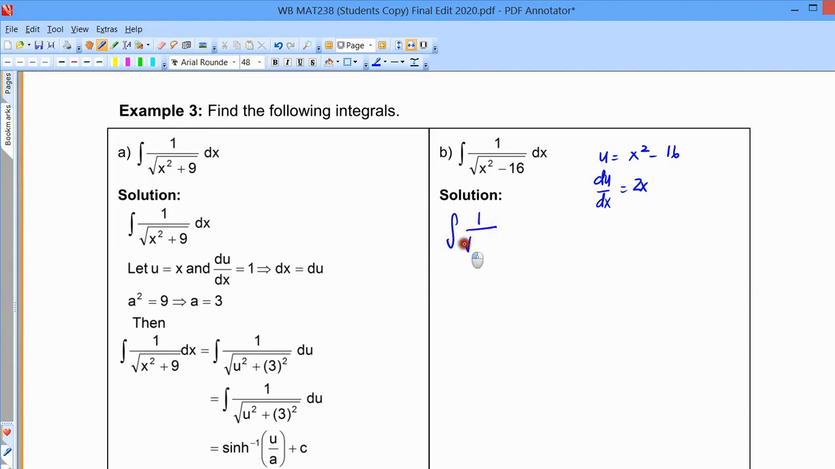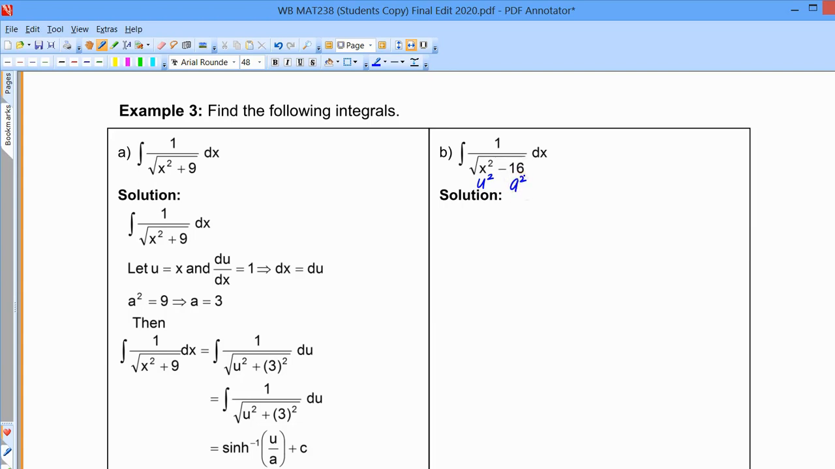So 1 over square root of u, since we already let that be u, and your dx now becomes du over 2x. As you can see here, there is an x which you cannot cancel with the other x, so it means that you cannot solve using the substitution. If you can't solve using the substitution, you need to try using a squared, u squared. Here you have x squared, so we let x be u squared, and the constant here we let be a squared.